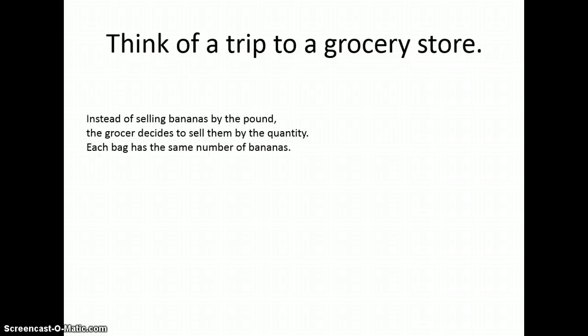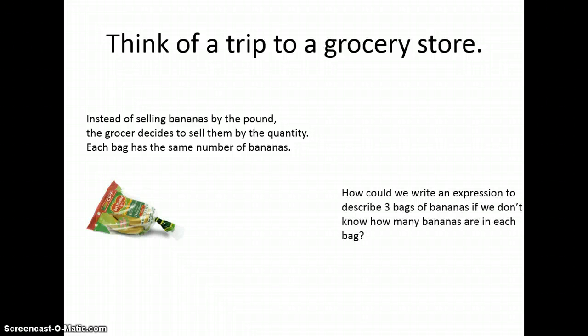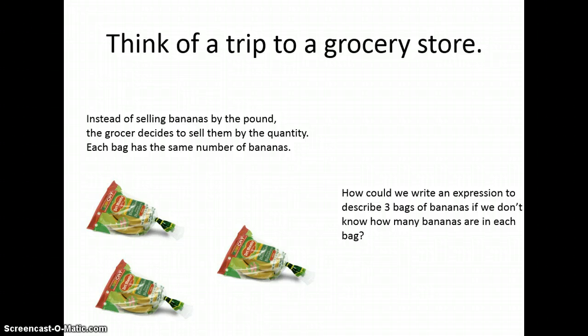In the same way, instead of selling bananas by the pound, the grocer decides to sell them by the quantity, and each bag is going to have the same number of bananas. So if I wanted to write an algebraic expression for 3 bags of bananas, but I don't know how many bananas are in each bag, I could write 3b. The 3 represents the number of bags I want to purchase, and the b represents the number of bananas in each bag. Notice I didn't use a as my variable, because the grocer might not put the same number of apples in a bag as he puts bananas in a bag.